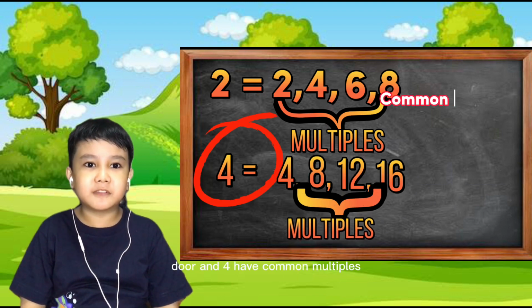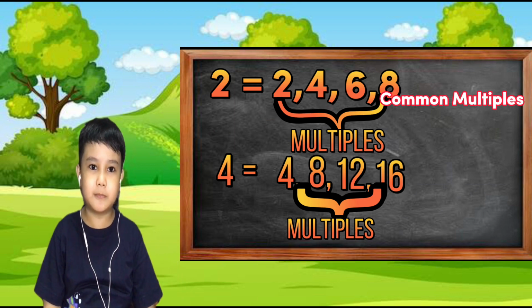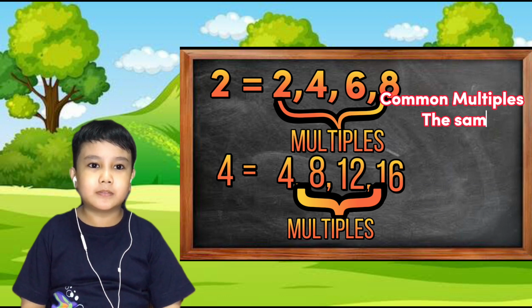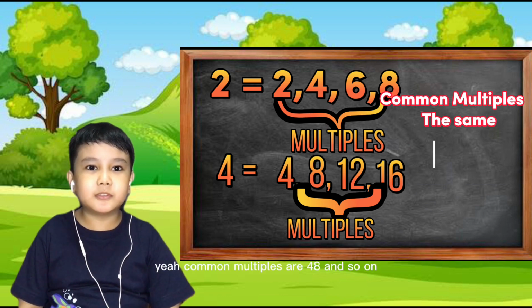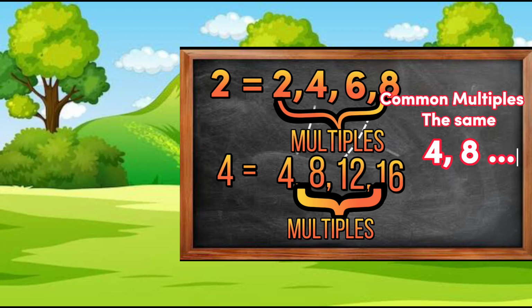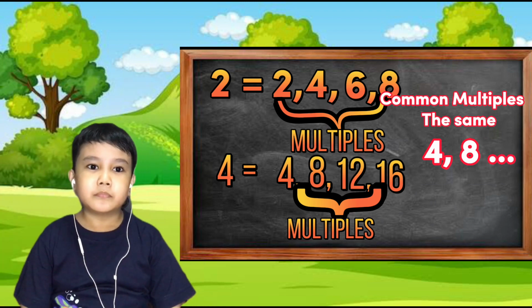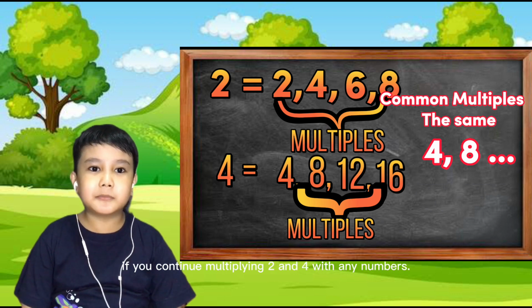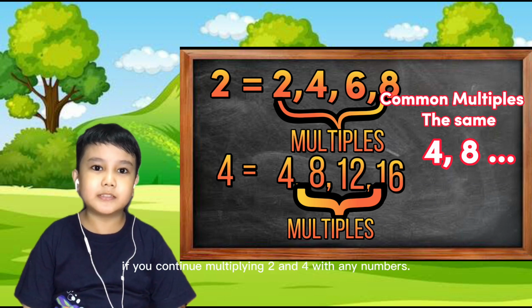2 and 4 have common multiples. Common means the same. Their common multiples are 4, 8, and so on. We still have many common multiples if we continue multiplying 2 and 4 with any number.